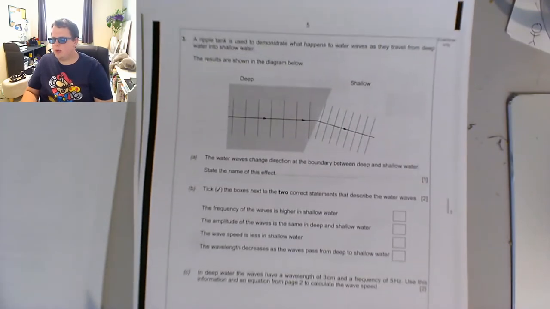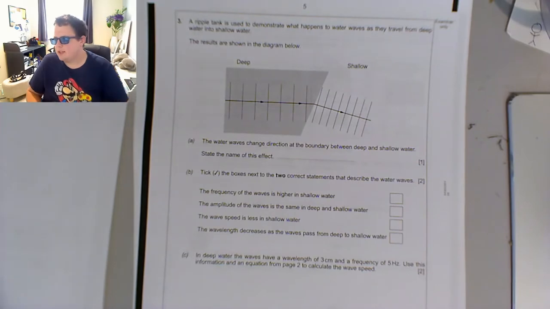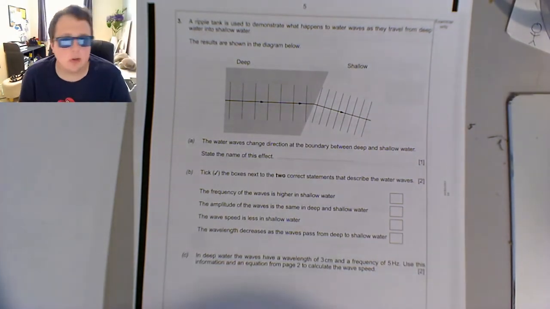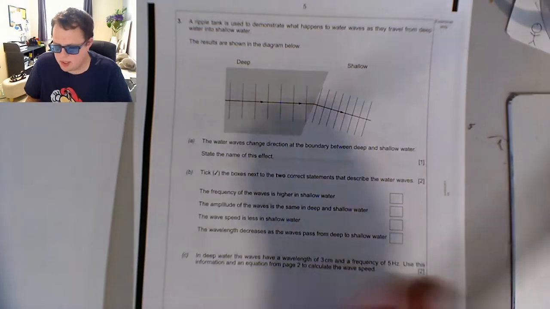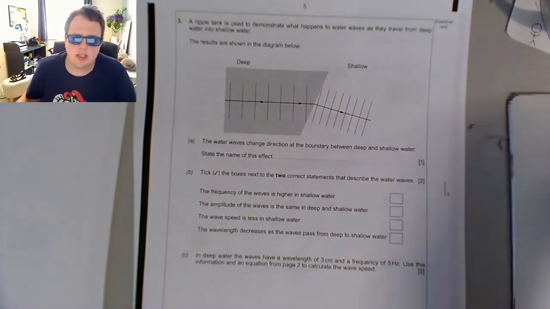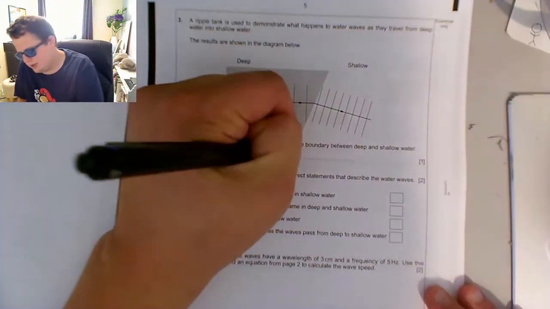Question 3. A ripple tank is used to demonstrate water waves as they travel from deep water to shallow water. The results are shown in the diagram below. Water waves change direction at the boundary between deep and shallow water. State the name of this effect. So if they're changing direction, the only thing we have is refraction.